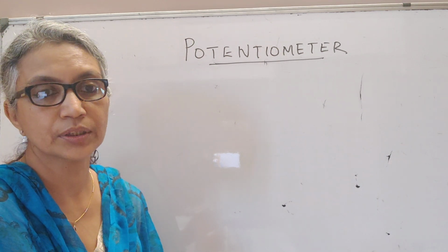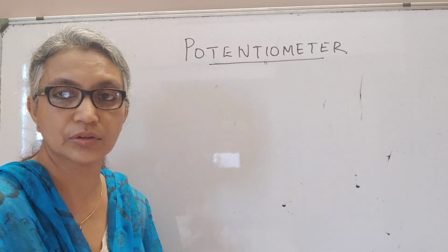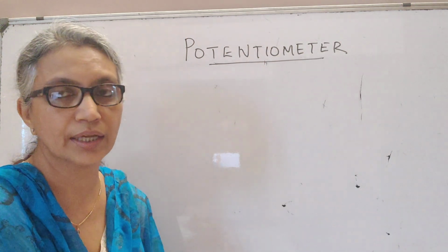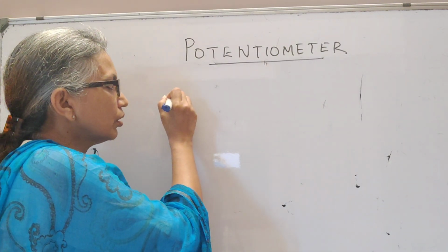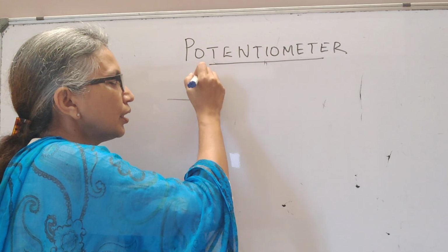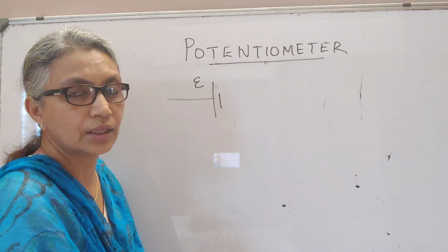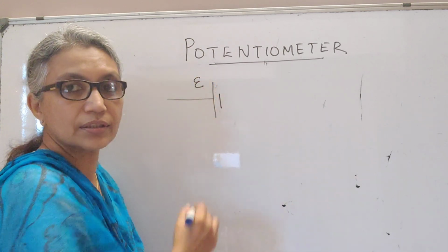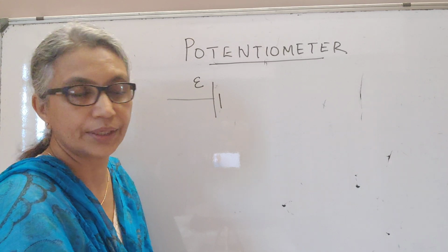Now, the arrangement for both these applications of your potentiometer has two circuits, one called the primary circuit and the other called the secondary circuit. The primary circuit always will consist of a cell. This cell of EMF E is called the driver cell, simply because it is this cell that is going to drive the current in your potentiometer wire.